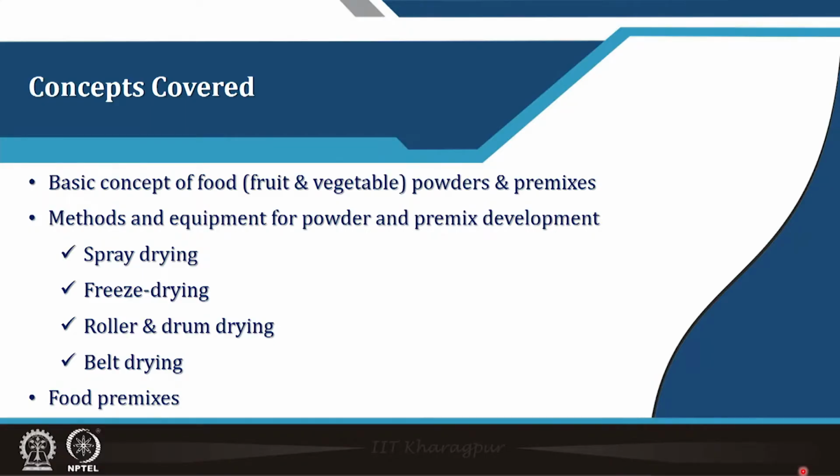In this lecture today, we will discuss the technologies for making powders and premixes, and these powders and premixes will be studied in two parts. In part 1, we will discuss the basic concept of fruit and vegetable powders and premix preparations, then methods and equipment for powder and premix development. The drying processes like spray drying, freeze drying, roller and drum drying or belt drying will be discussed here, and towards the end we will also discuss something about food premixes.